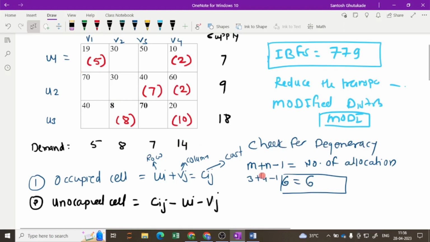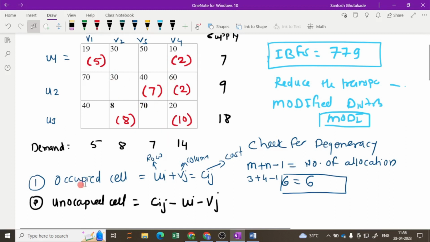Here m is the number of rows, n is the number of columns. So 3 plus 4 is 7, minus 1 is 6. There must be 6 allocations in this matrix, and here already 6 allocations are there. If the allocations are less, then it is called degeneracy. In the next lecture we will see the degeneracy type of problem.